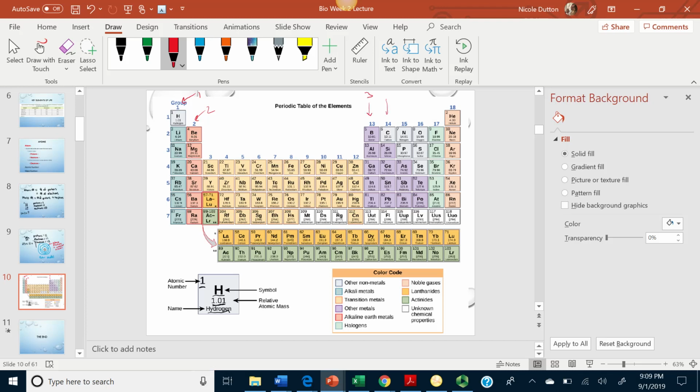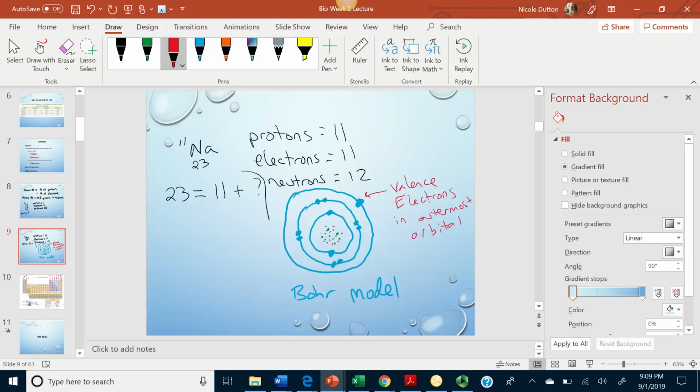In group 4, there's 4 valence electrons. In group 5, there's 5 valence electrons. Group 6, there's 6 valence electrons. Group 7, there's 7 valence electrons. And group 8, there's 8 valence electrons. Now in order for an atom to be happy, it wants to have a full outer shell of 8. So this one has this 1 floating out here. It wants to get rid of it so that it can have its full outer shell of 8.